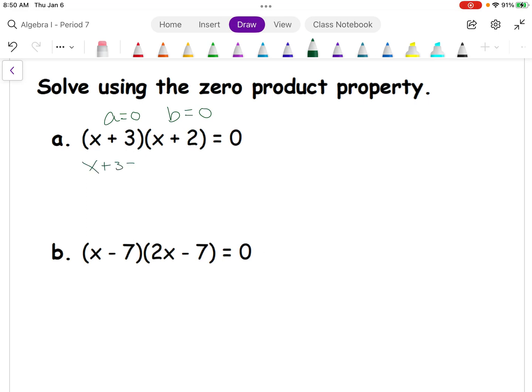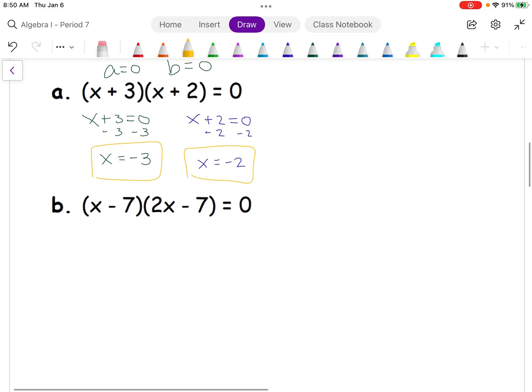Either x plus 3 equals 0, in which case if we solve for x, we can subtract 3 on both sides and find that if x equals negative 3, then that first factor would equal 0. And our second option is if x plus 2 equals 0, in which case we can subtract 2 on both sides and we get x equals negative 2. So we find that there are two x values that would make this equation true.